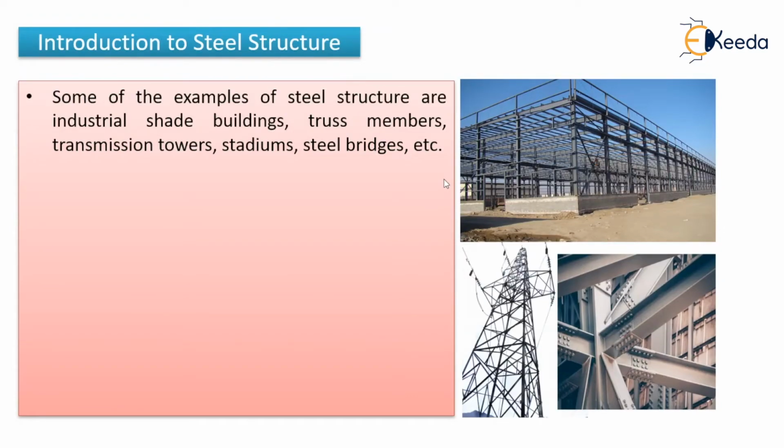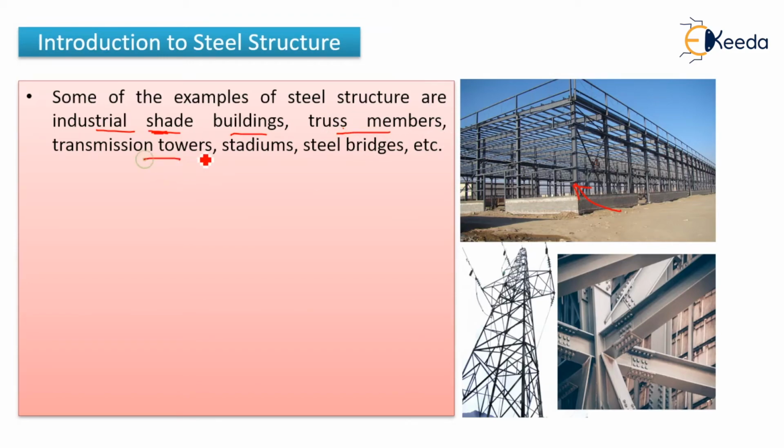Now I'll give you some examples of steel structures. The examples of steel structures are, first, the industrial shed. As you can see in the picture here, this is an industrial shed. The benefit of providing steel structures in an industrial shed is that you will have a large column free area and the depth of the beam will also be less. Then in buildings also you can use steel structures. In truss members you can use steel structure.